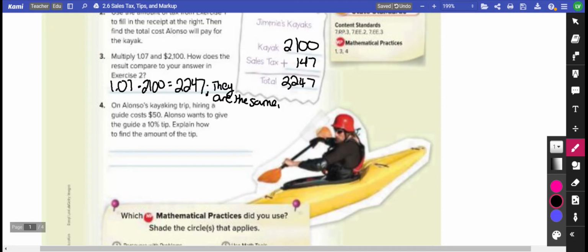Number 4, on Alonzo's kayaking trip, hiring a guide costs $50. Alonzo wants to give the guide a 10% tip. Explain how to find the amount of the tip. Well, you can multiply 10% or 1/10 by $50.